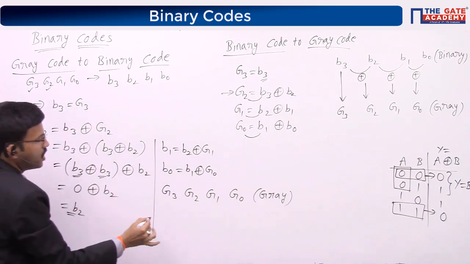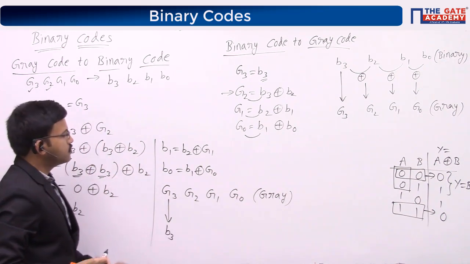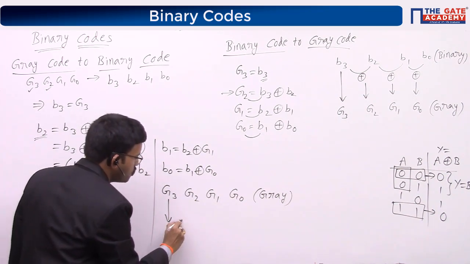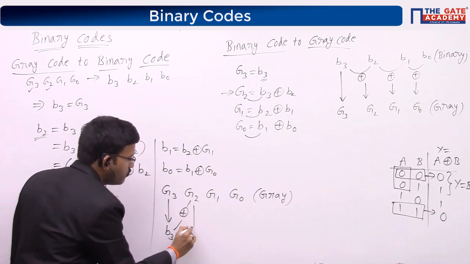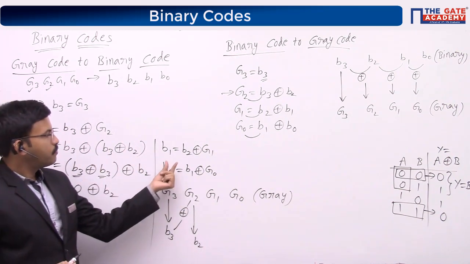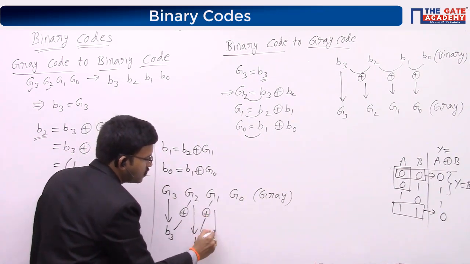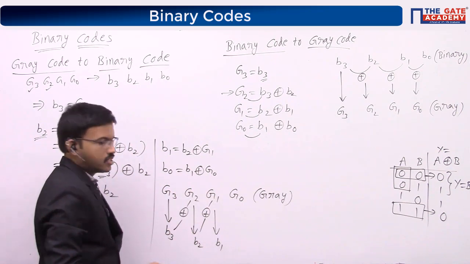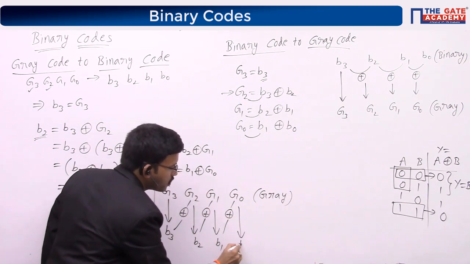So first I am copying the MSB bit as it is. That is nothing but your B3. Okay, now B2, how am I getting? B3 XOR G2. That means do XOR on these two, and the resultant value is B2. Next, B2 XOR G1 is nothing but B1. Next, B1 XOR G0, that is nothing but your B0.